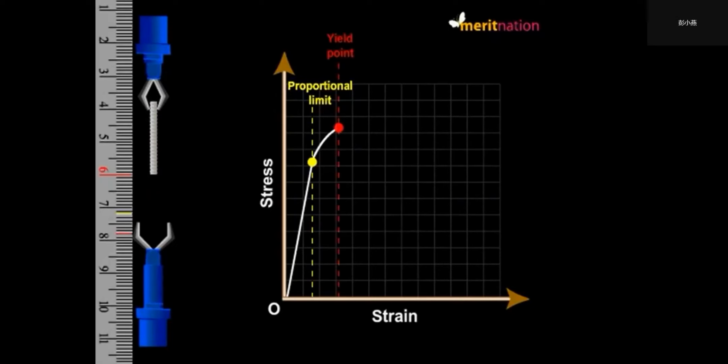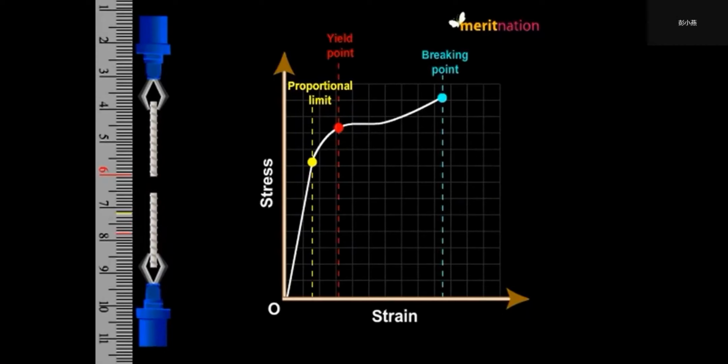Now, if we increase the stress further, the strain will also increase, no doubt, but it will not follow Hooke's law. What it means is, even if there is a very small increase in stress, the deformation will be much more, and the wire will not return to its original length, even after we release the stress. So in this range, we can say that the deformation is plastic. And what happens if you increase the stress further? As expected, the wire will ultimately break, and that is the breaking point.